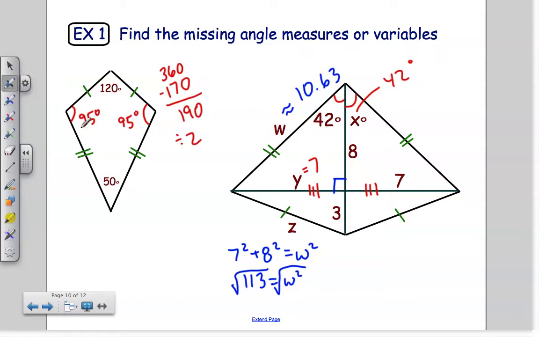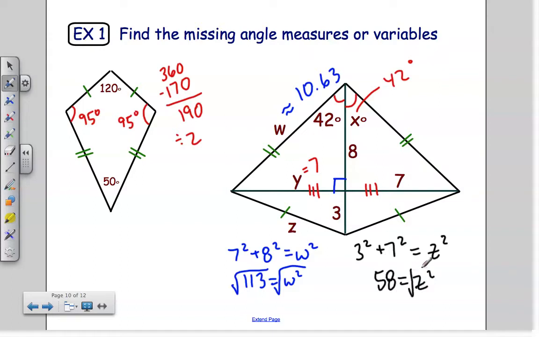And then lastly, what about Z? Again, I'm going to use this right triangle here. I have legs of 3 and 7. I'm going to find Z, so I'm doing 3 squared plus 7 squared equals Z squared. 3 squared being 9, plus 7 squared being 49. 49 plus 9 is 58 equals Z squared.